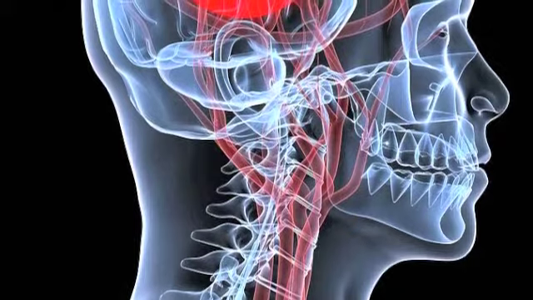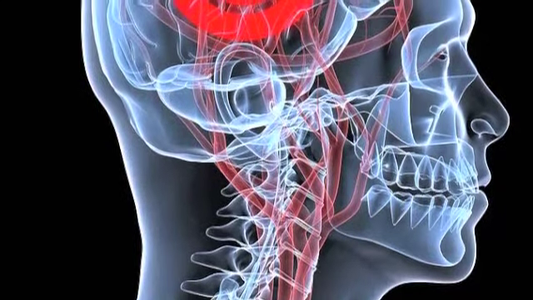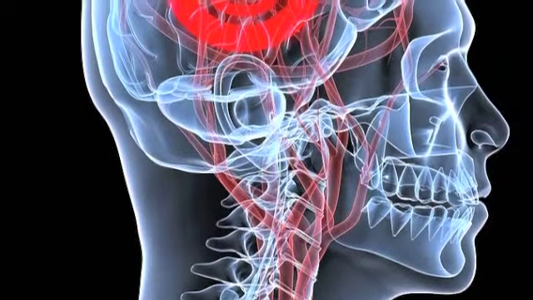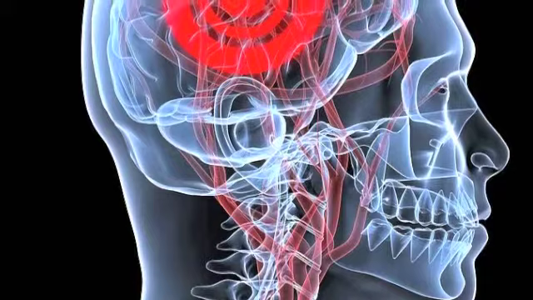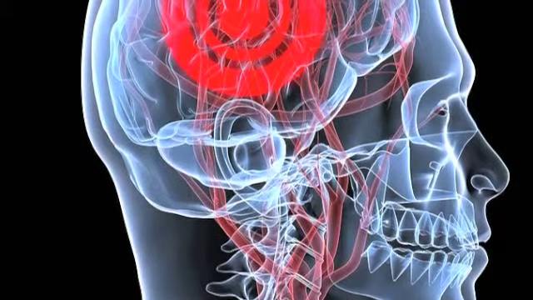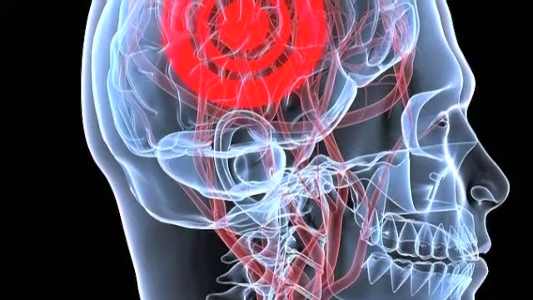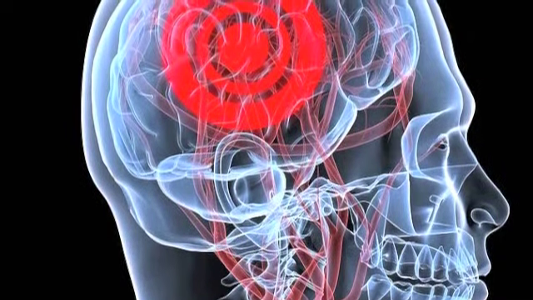Obviously, once you have completed one side, you will move on to the other side. Now, look at this beautiful picture here. As you can see, at the base of the skull, we find numerous arteries and blood vessels. This is a representation of the circulatory system.